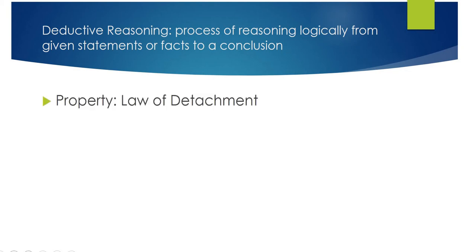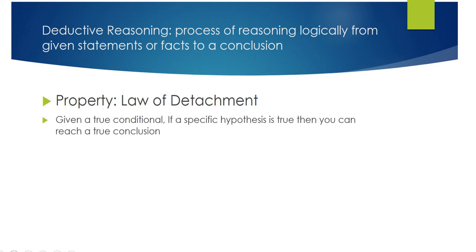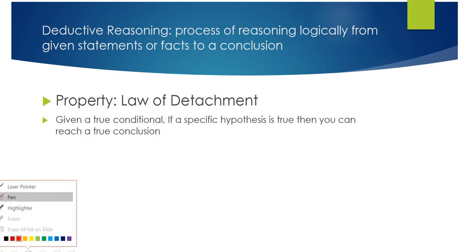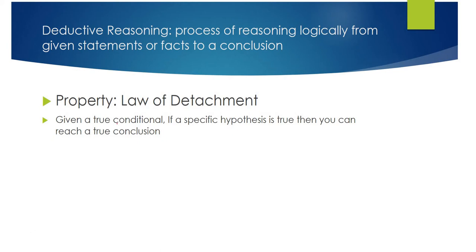So the first property of deductive reasoning we're going to look at is the law of detachment. What this says is, given a true conditional, so an if-then statement that is true, if a specific hypothesis is true, then you can reach a true conclusion. Write that down and we will look at it together and I think it'll make more sense. So get that written down, pause if you need to. Okay, so again, what we're saying here is that if you have a true conditional, if P then Q, that for any true P, we can say then Q.